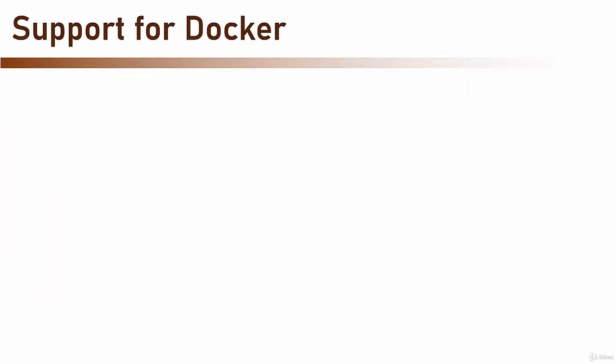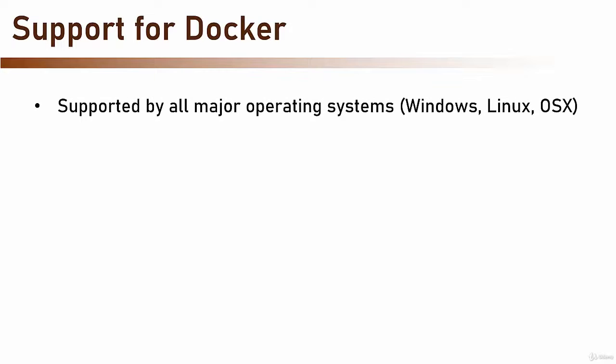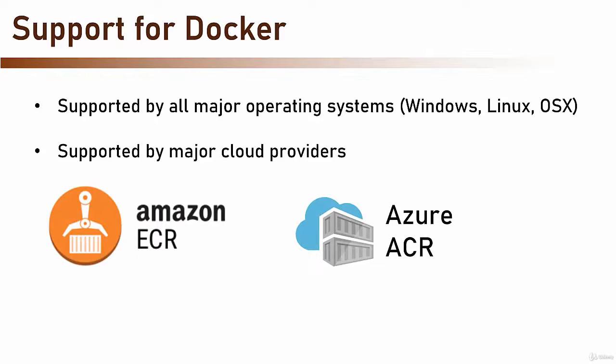Now, we said before, Docker is the most popular container platform in the world, and that shows in the great support it has in various platforms. First, it is supported by all major operating systems: Windows, Linux, and OS X. And more important, it's supported by the major cloud providers. That means you can deploy Docker to the cloud and it simply runs. And even more, the cloud providers have their own container registry you can use for your images. Amazon has ECR, Elastic Container Registry, and Azure has ACR, Azure Container Registry. And that makes Docker even more attractive.